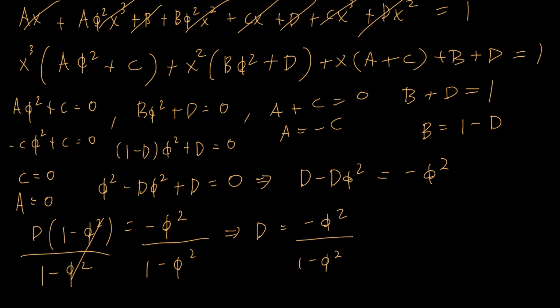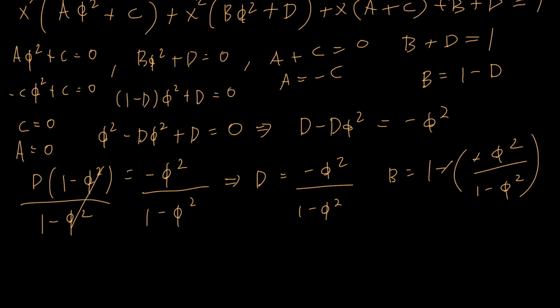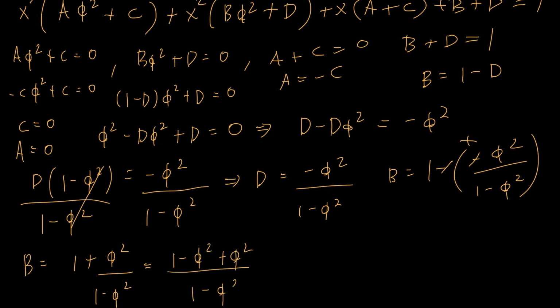But we said b is 1 minus d. So b is 1 minus negative phi squared divided by 1 minus phi squared, and these negatives will end up being a positive. So we have b is 1 plus phi squared divided by 1 minus phi squared, which is 1 minus phi squared plus phi squared divided by 1 minus phi squared, but these end up canceling. So we have b is equal to 1 over 1 minus phi squared. So these are all the constants of our partial fraction decomposition.